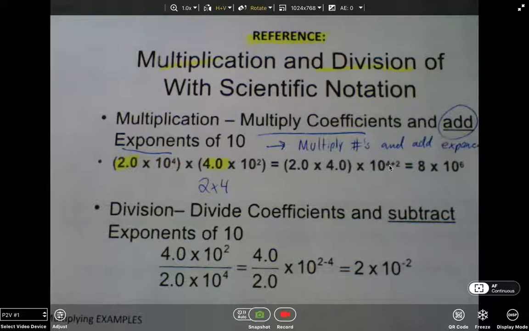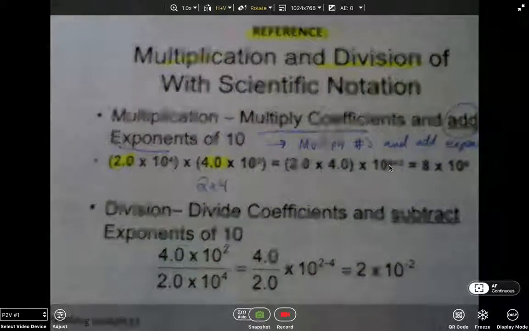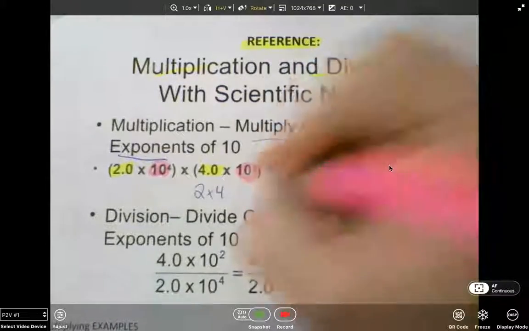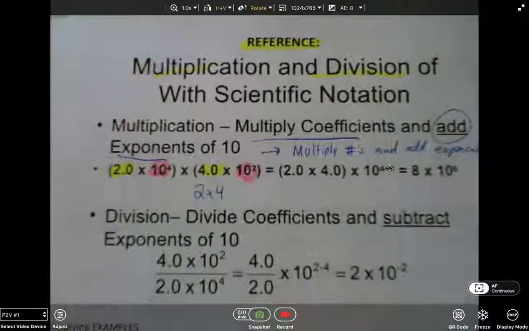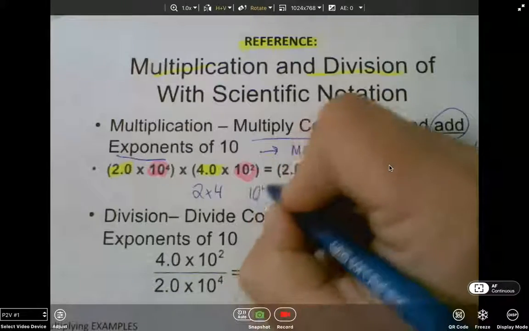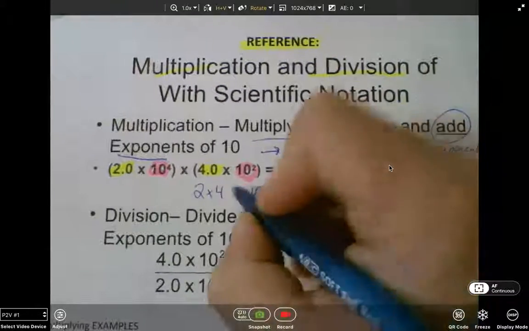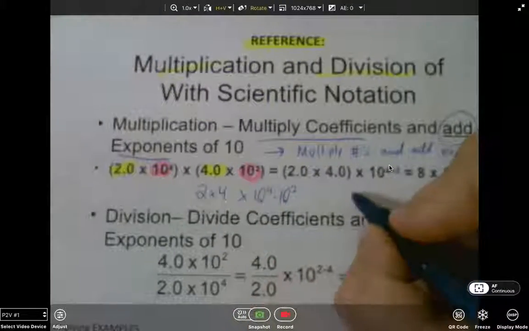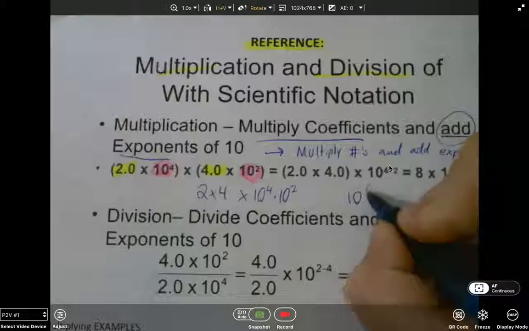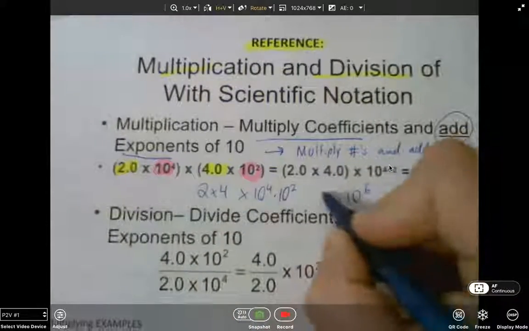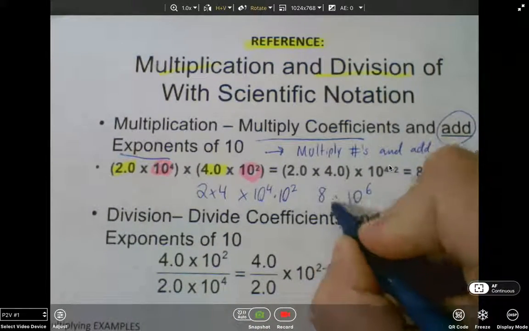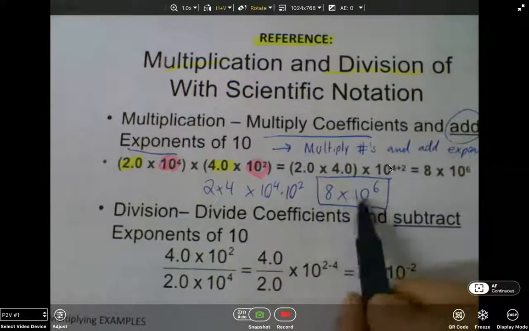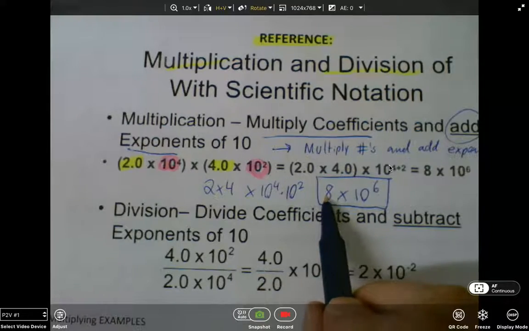So the reason that is because if you think about doing 10 to the 4th times 10 to the 2nd, what you're really doing is multiplying all this together. And we know that this part right here, you just add the exponents. So that's 10 to the 6th. And this part right here, 2 times 4 is just 8. And then it's times 10 to the 6th. So your final answer is this. And of course, this is scientific notation because this is less than 10 but bigger than 1.